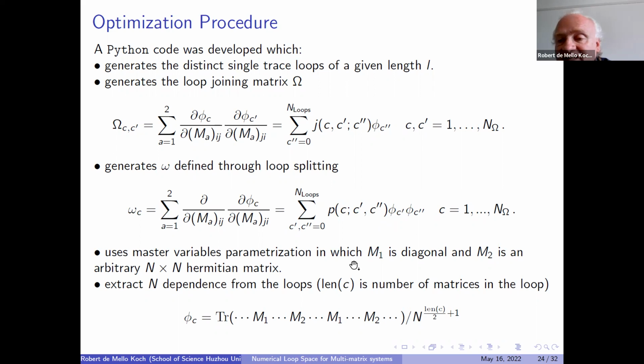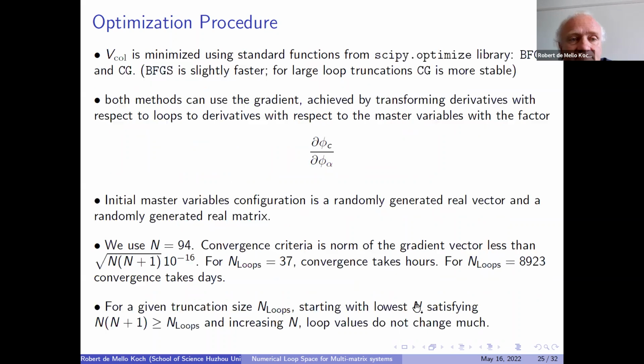When we want to calculate actually the values of loops, we have n parameters for n1, n squared parameters for n2. And when we calculate the values of the loops, we use the formula shown at the bottom of the page. So we're dividing out all n dependence, so that at large n, phi c is actually independent of n.